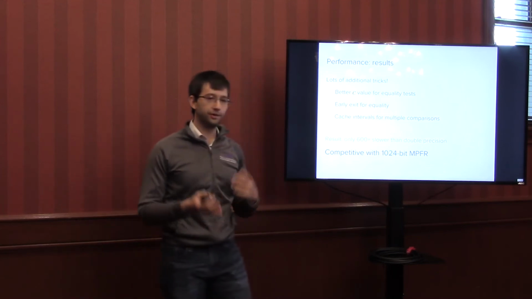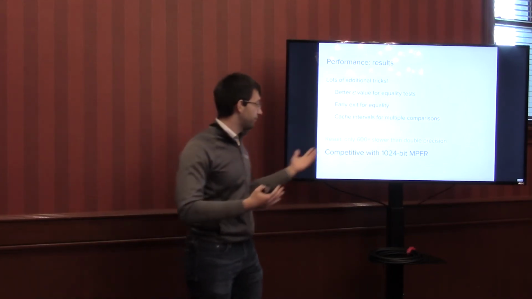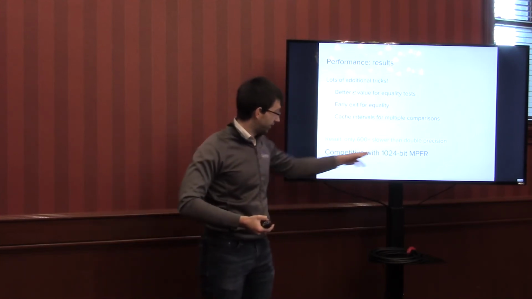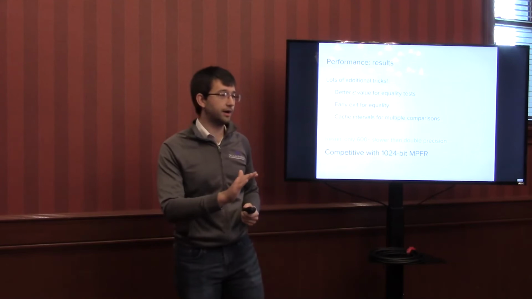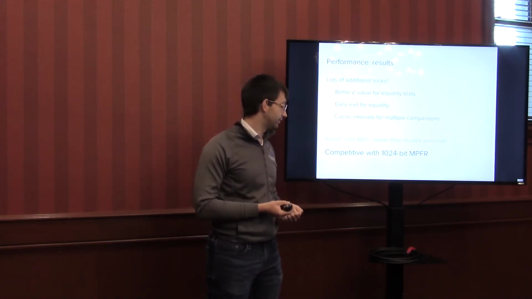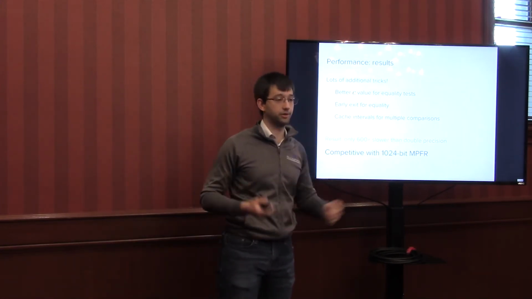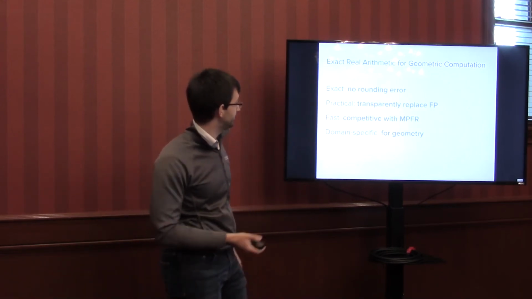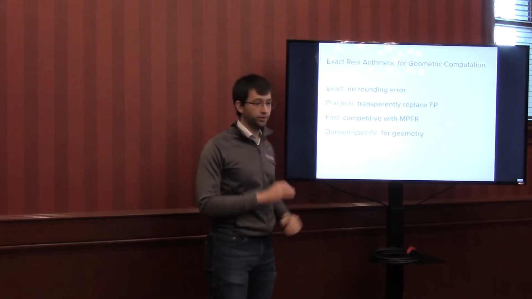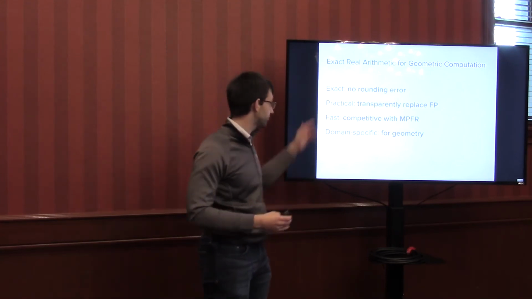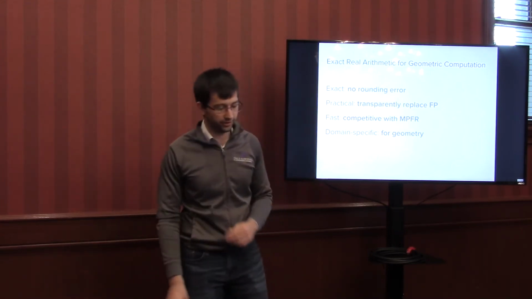Right, so we were getting rounding errors, and to combat them, we would use MPFR to do higher precision floating point arithmetic. And 1024-bit MPFR is surprisingly not enough to always prevent rounding errors from being a problem. This method is competitive with it, it's just as fast, and it has no rounding errors at all, ever. So that is exact real arithmetic for geometric computation. There's no rounding error. You can use it to transparently replace floating point for geometric computations, and it's fast enough to be competitive with MPFR.